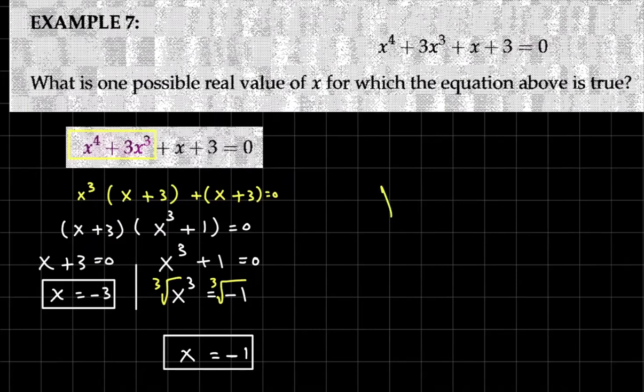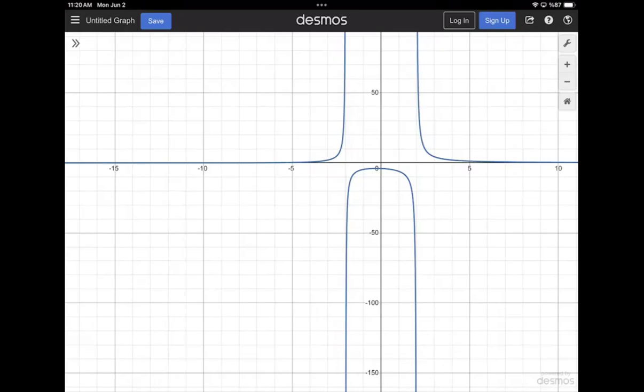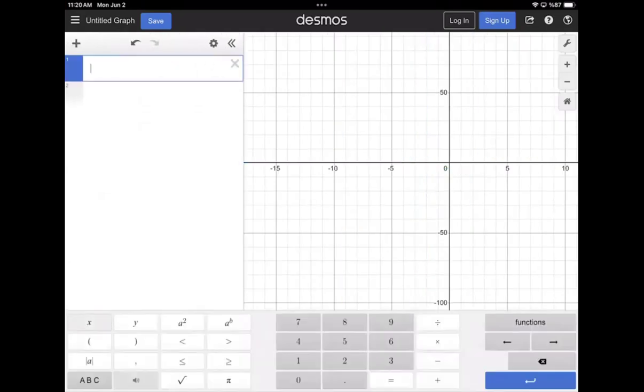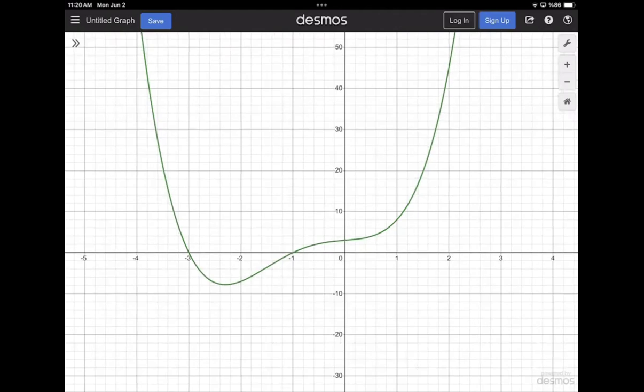And as you know, guys, this question can be done by Desmos. Just graph it in Desmos and find the x-intercepts. Let's graph it and see. Are we going to get x-intercepts equal to x equals -3 and x equals -1? x to the power 4 plus 3x to the power 3 plus x plus 3. So guys, as we see here, we got the graph of this function. How many x-intercepts do we have?